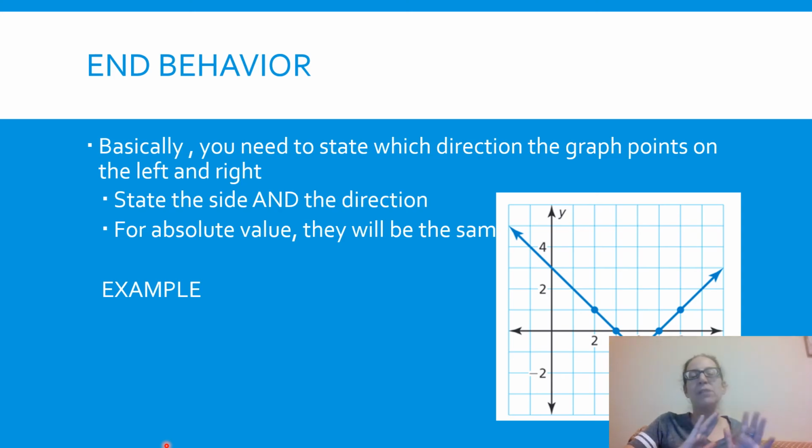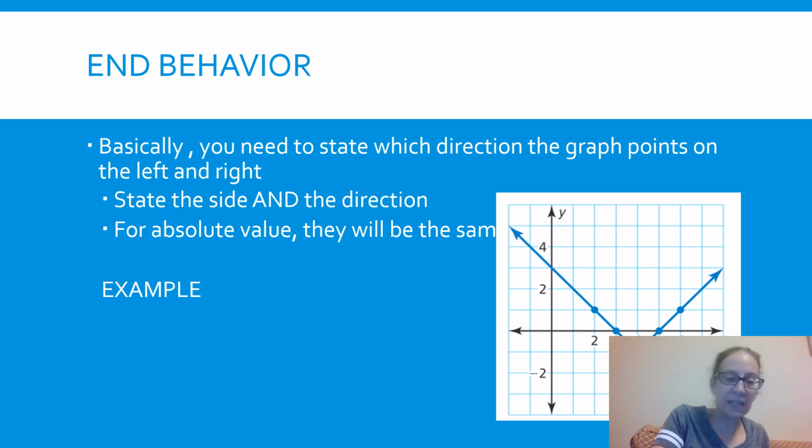Now that might seem silly right now because with absolute value they will be the same. They will either both point upward or they'll both point downward, but we will look at some graphs later on where one of the sides points up and the other one points down. So you have to say which side you're talking about and which direction. Side gives you the X and the direction it points gives you the Y. So that's how we kind of separate them.